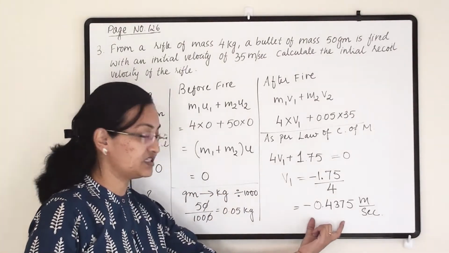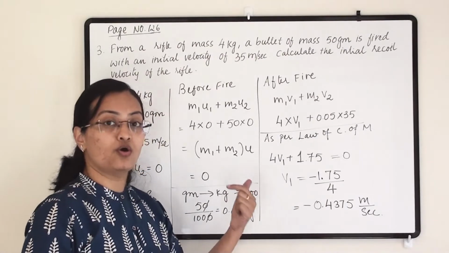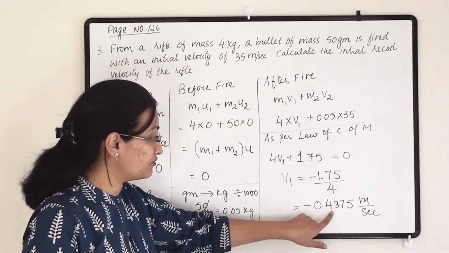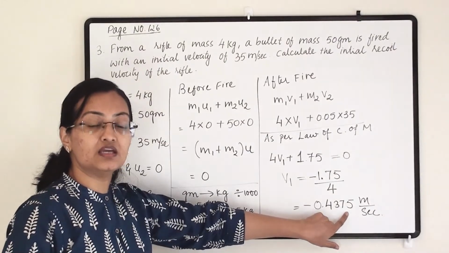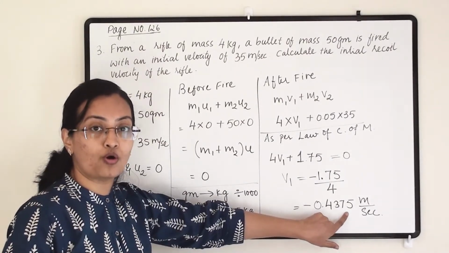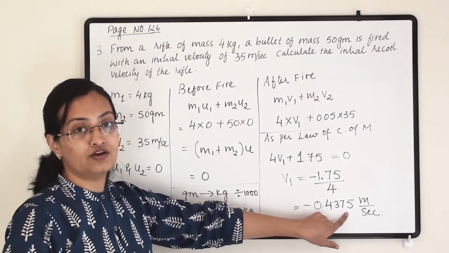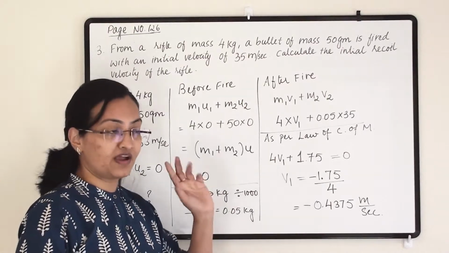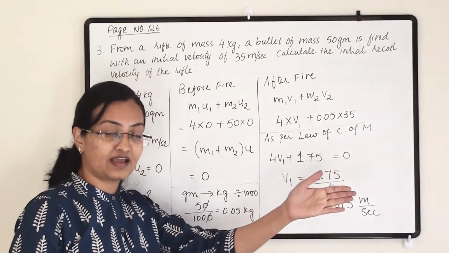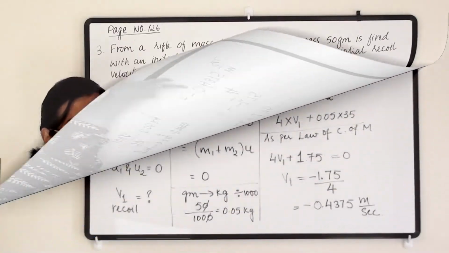So when we are writing the answer, we will write that the recoil velocity of the rifle will be 0.4375 meter per second, and it will be in the opposite direction of the fire, or in the backward direction of the fire, since this is negative. So fire is in the forward direction and the rifle will move backward because this is negative.